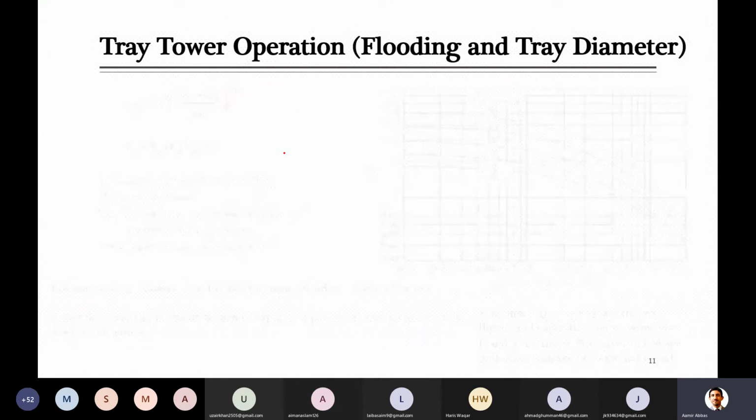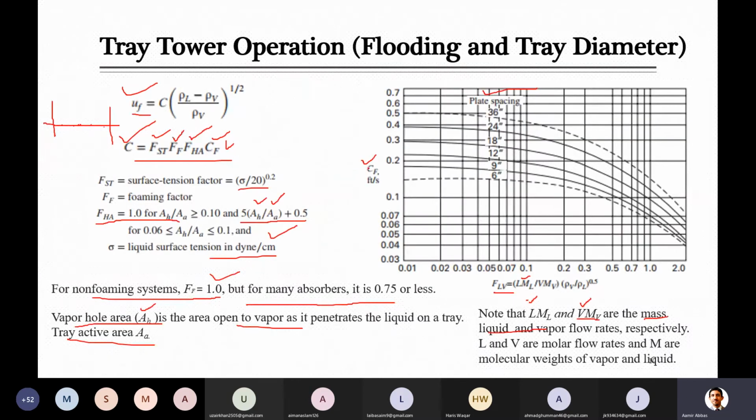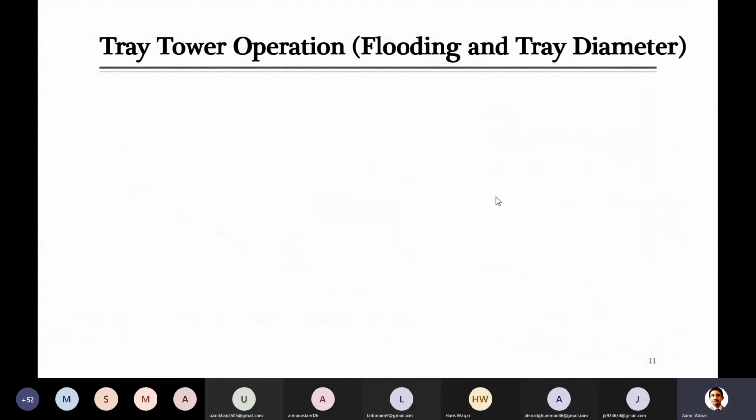Here in this diagram, the factor which is CF, this is a diagram which is valid for sieve trays as well as bubble cap trays. But if you use it for calculation of the weir trays, there is some deviation from this diagram, or there will be some error in the result. So here it is shown.